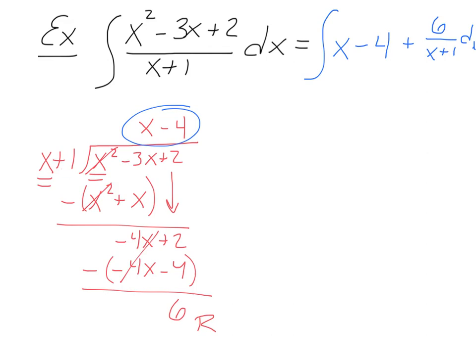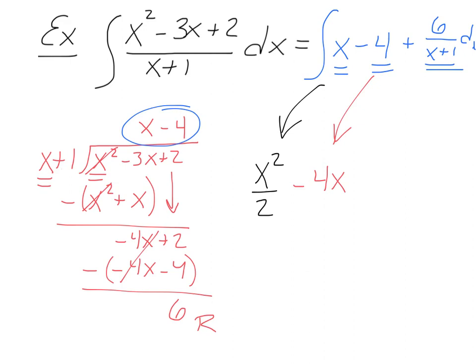And why it's useful here is that now I can integrate the x individually, the negative 4 individually, and now this last fraction, you might see the pattern now, is going to turn into our natural log. So let's go ahead and do it. The x turns into an x squared over 2 when I integrate it. The negative 4 turns into a minus 4x when I integrate it. And for the 6 over x plus 1, I'll leave the substitution to you.